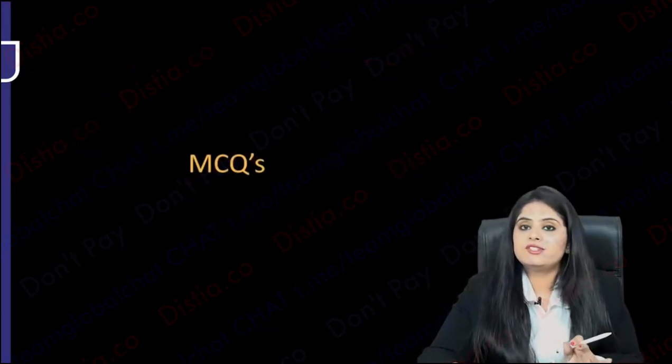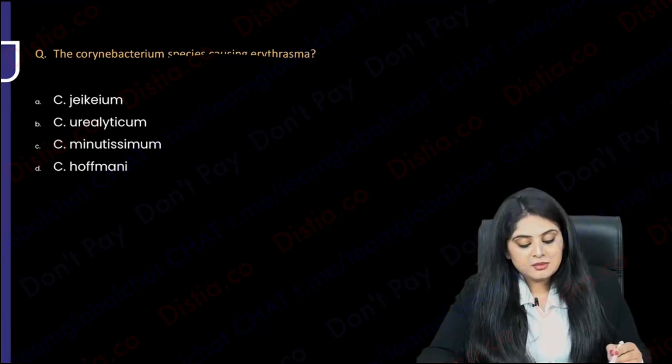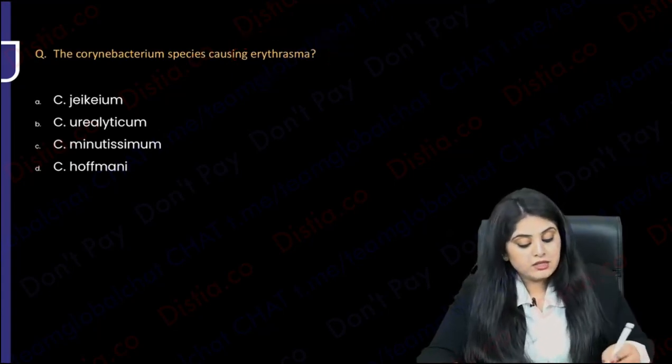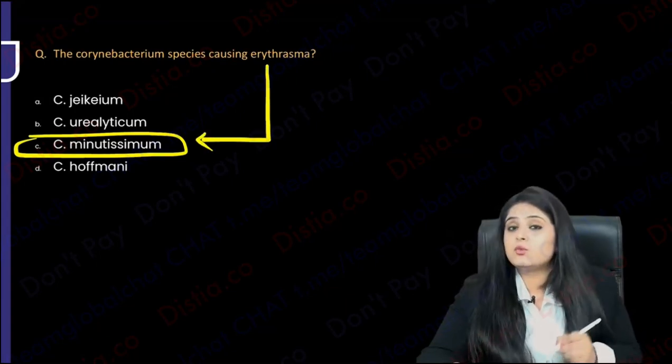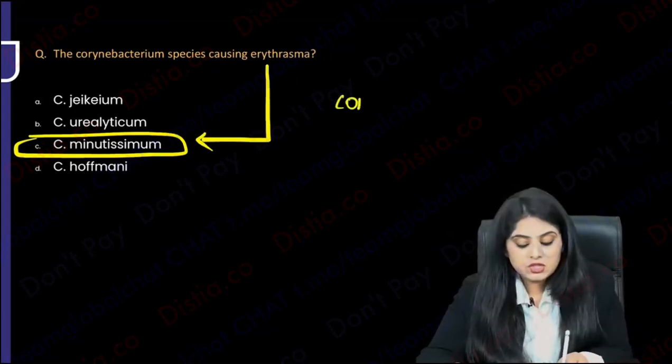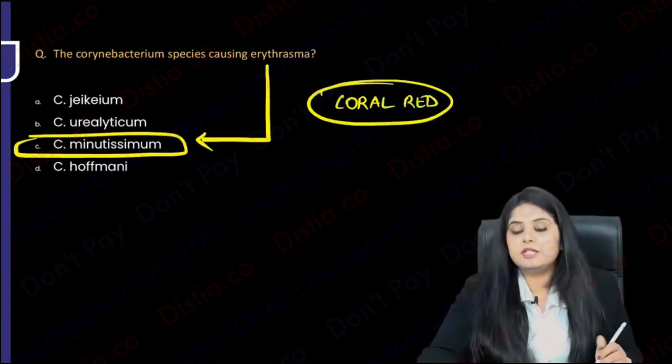Are you ready for some questions? Corynebacterium species that causes erythrasma. Now what was it? The red colored rash. Which one? Corynebacterium minutissimum causes the red rash. And what is the Wood lamp examination? It is going to be the coral red fluorescence on Wood lamp examination.